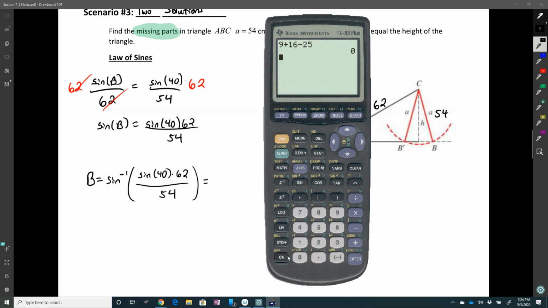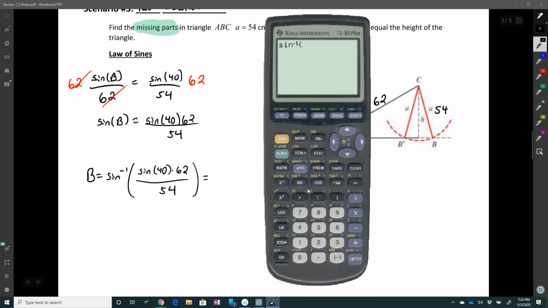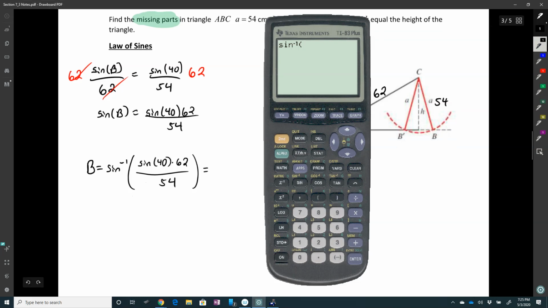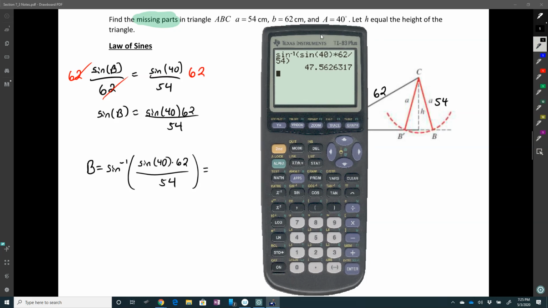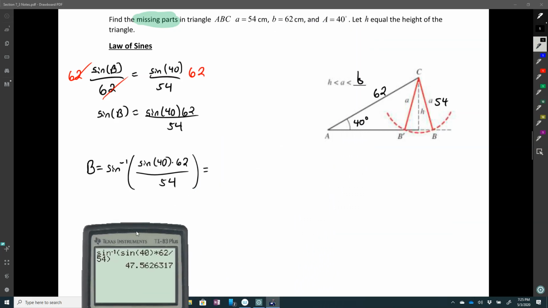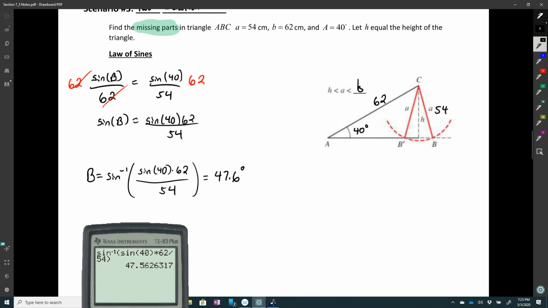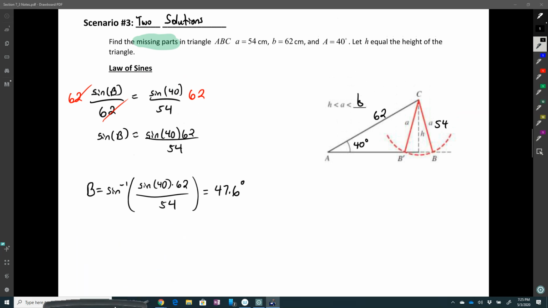So calculator on. So inverse sine of sine 40, close it, times 62 divided by 54. And I get 47.6. Right? Good stuff.